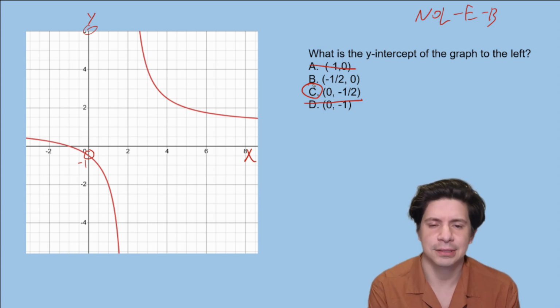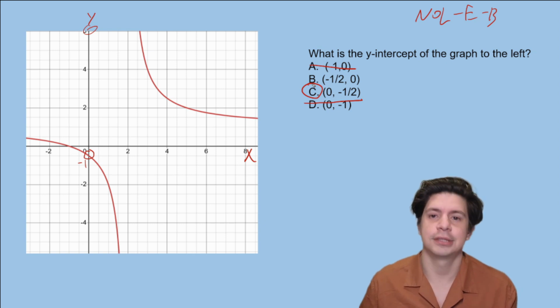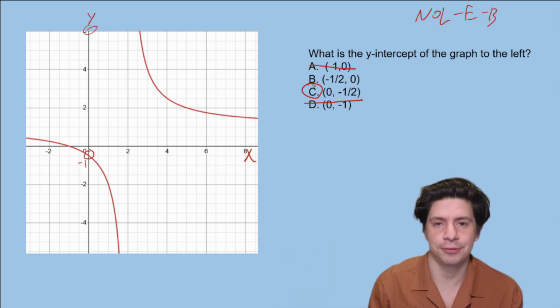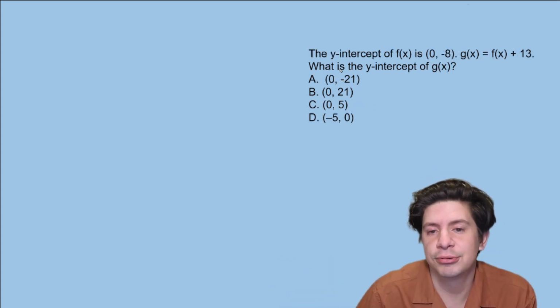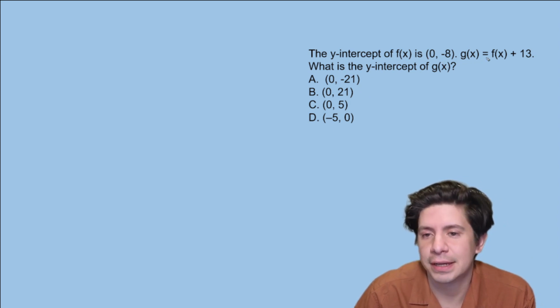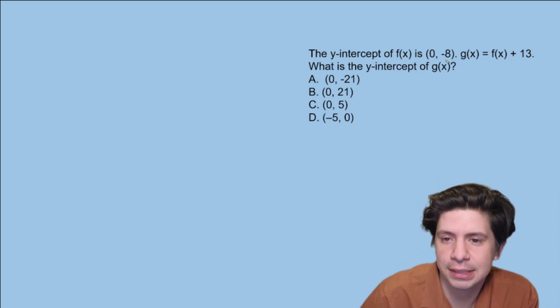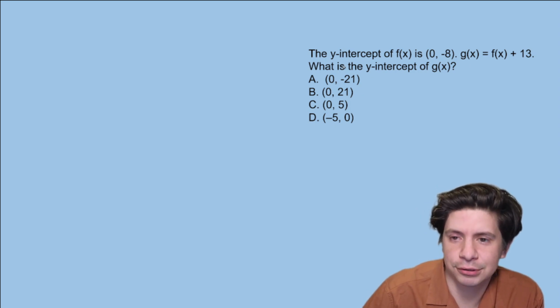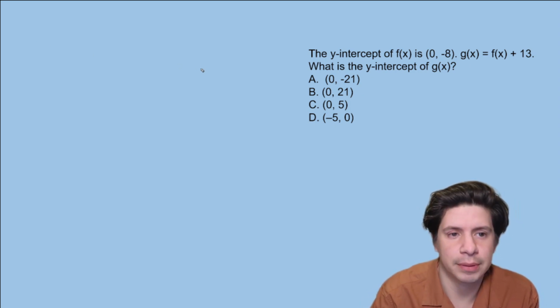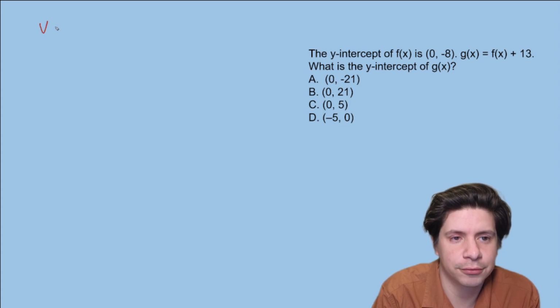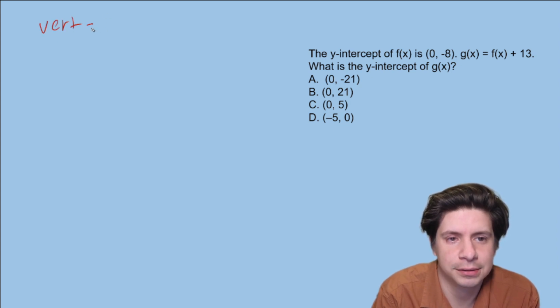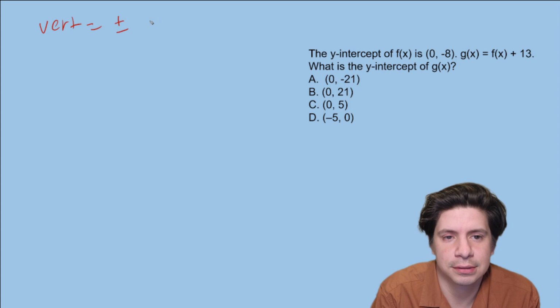And I think that's the hard part, is just being confident and working through this one quickly so you can do harder ones. So let's do another question to see how else they could ask you for y-intercepts. Okay, so in this one, the y-intercept of f(x) is (0, -8). g(x) equals f(x) plus 13. What is the y-intercept of g(x)? So here we don't actually have the function, but we're told the y-intercept, and we want to find the y-intercept of g(x). So remember, vertical shifts are when you add or subtract outside the whole function.